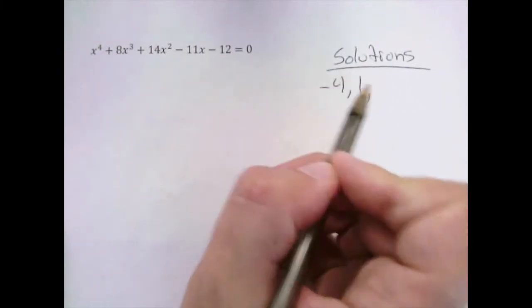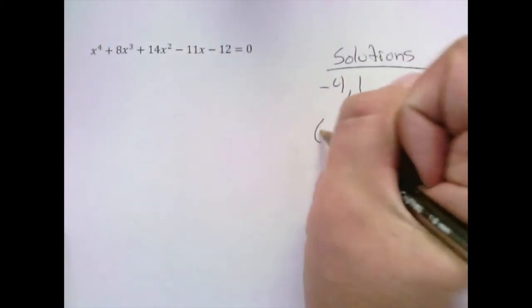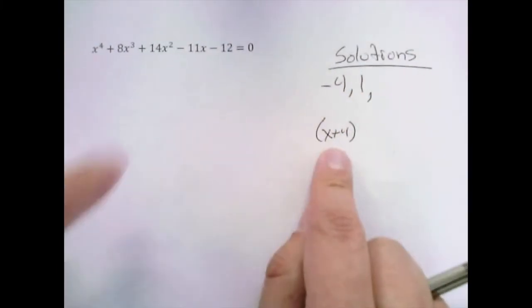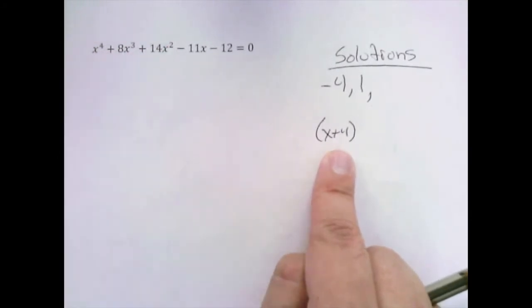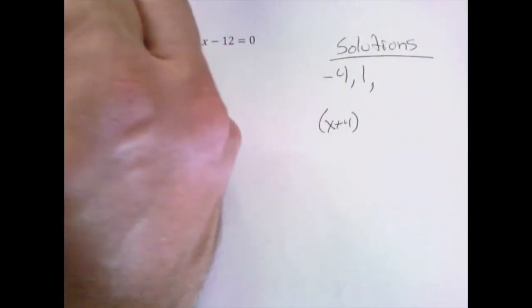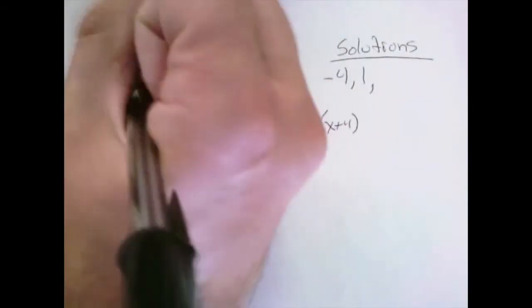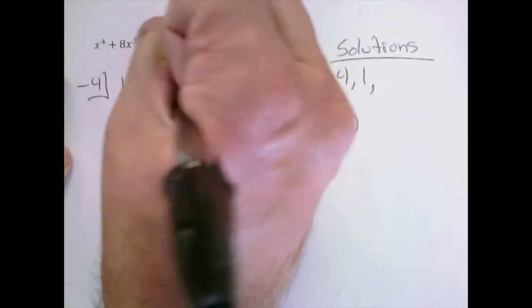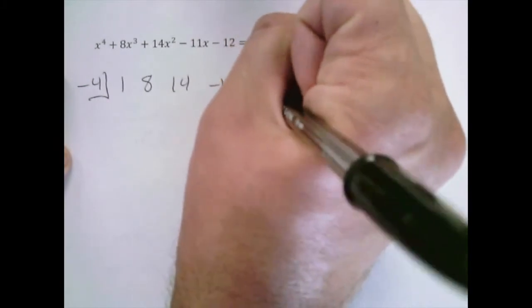Start by dividing. If you have negative 4, that's an x plus 4 as a factor. Divide the original polynomial by x plus 4. Again, you could choose long division or synthetic division. I pretty much always go with synthetic division. It's quicker, faster. So negative 4 in the box, coefficients of 1, 8, 14, negative 11, negative 12.